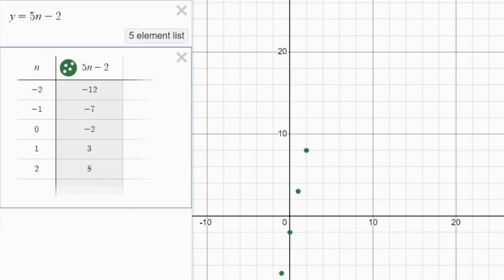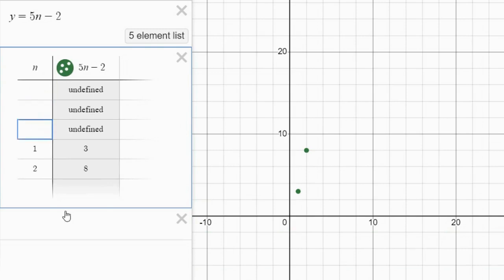Let's see if I take off that. Now I took off the original equation up there and just left the table. But let's delete the negative terms. We don't have a negative 2 term and 0 term, none of that. And we just leave the positive terms. So it graphs those for us.